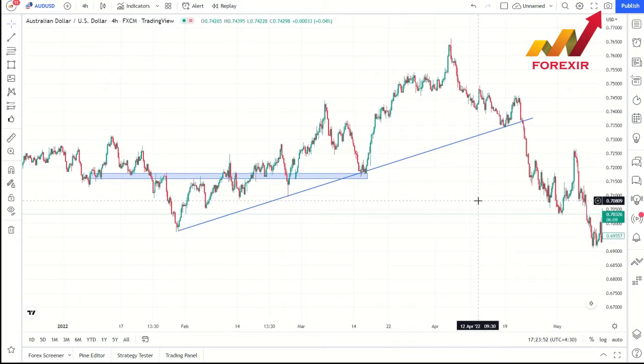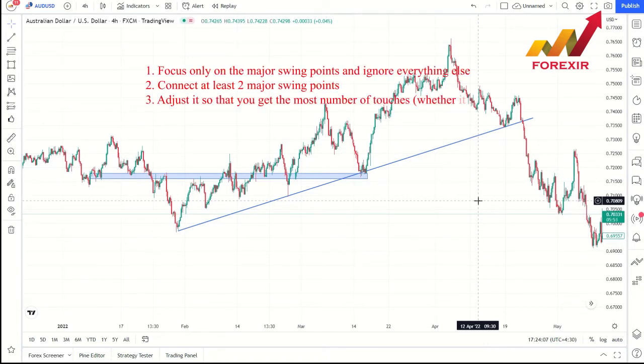How do you know which trend lines are important, and which to ignore? You've no idea. So listen carefully. 1. Focus only on the major swing points and ignore everything else. 2. Connect at least 2 major swing points. 3. Adjust it so that you get the most number of touches, whether it's body or wick.